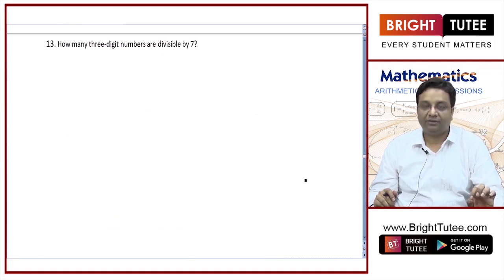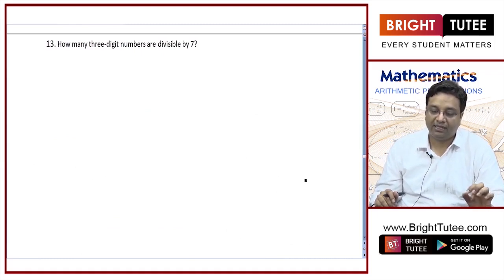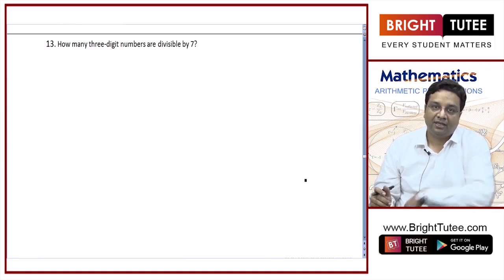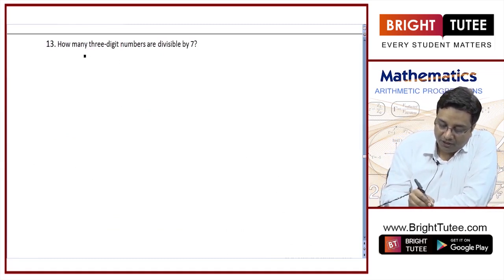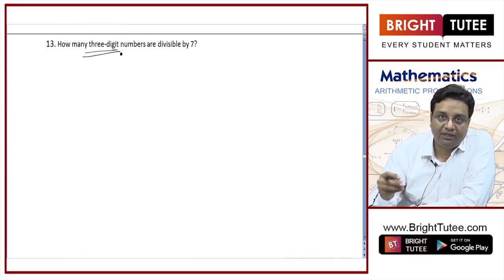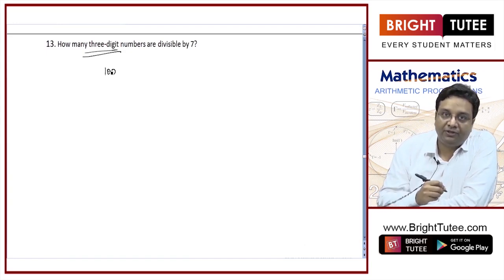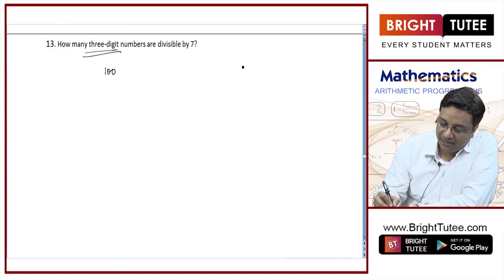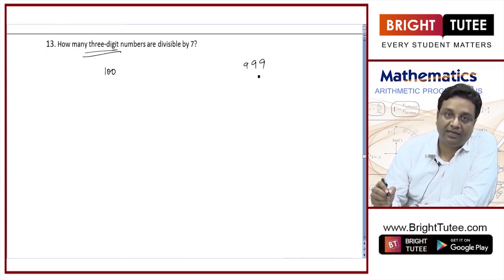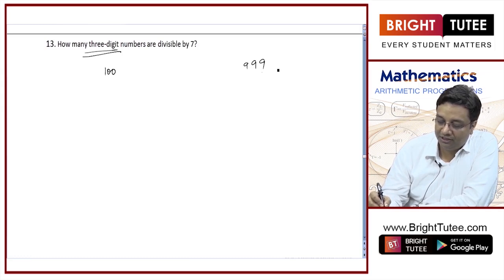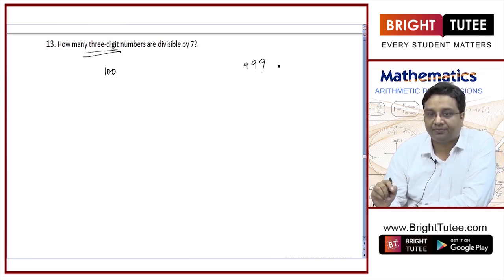Let's look at this question. How many 3-digit numbers are divisible by 7? So students, what are 3-digit numbers? Where do 3-digit numbers start? 100 is the first 3-digit number, right? And 999 is the last 3-digit number. After this, 4-digit numbers start, right?